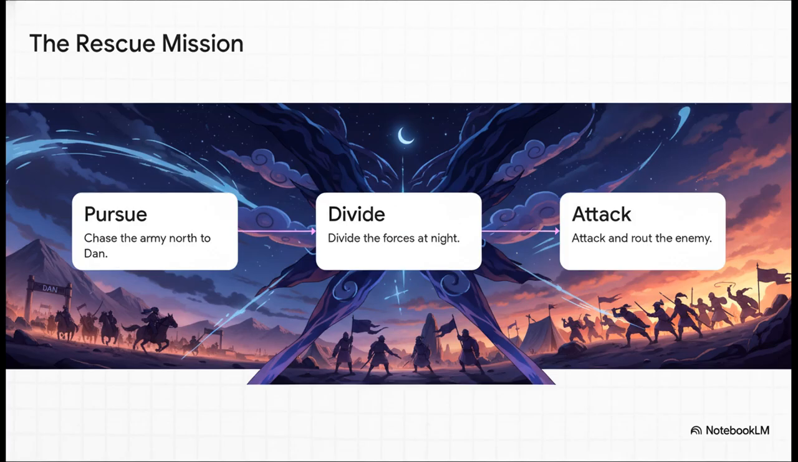Verse 15 details his brilliant tactical execution. Despite being vastly outnumbered, Abram pursues the army far to the north to Dan, uses a nighttime division strategy, and completely routs the 4 kings.